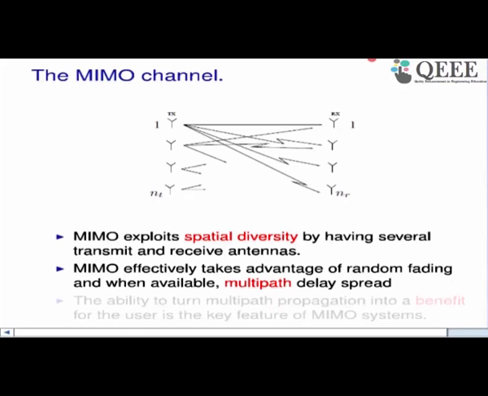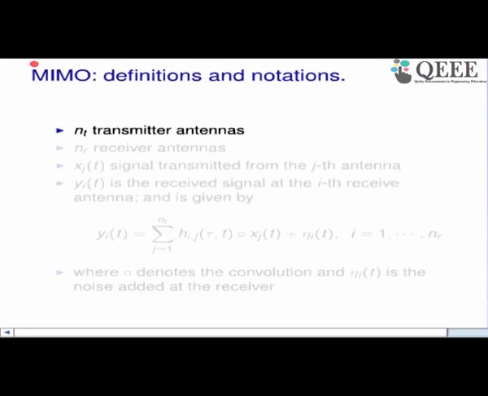And another advantage of MIMO is it also takes care of multipath spread. The reason is if you have multiple signals coming from multiple directions, they will combine differently at different antennas. Okay, so this different combination will give rise to diversity, and that is exploited by MIMO. So the ability to turn multipath propagation into a benefit for a user is a key feature of MIMO.